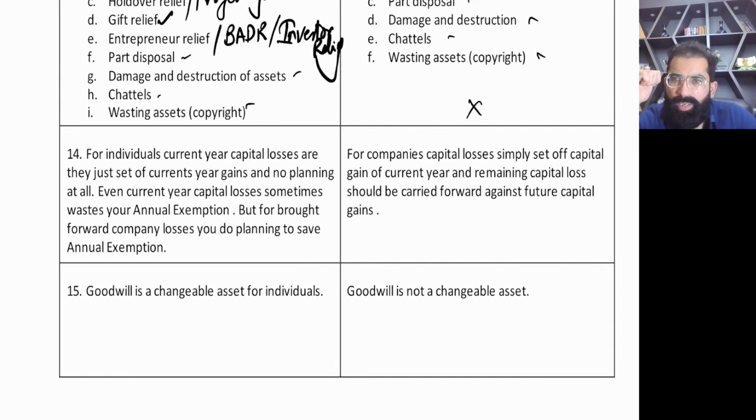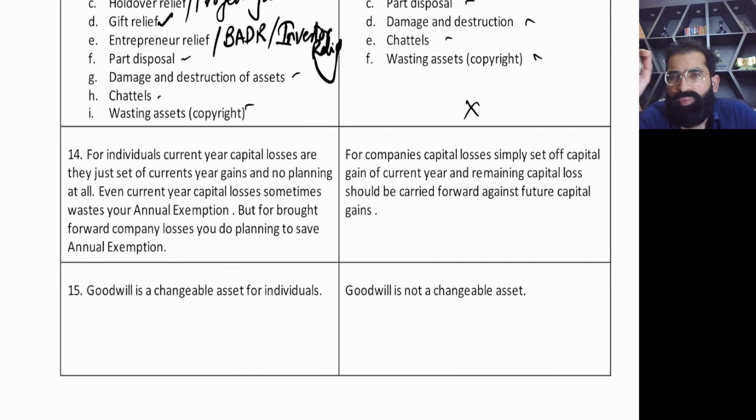Then capital losses for individuals. If you have a current year capital loss and a current year capital gain, they will never ask your permission and they will set off against each other. Current year capital loss will set off against current year capital gains without your permission, and sometimes you even have to sacrifice your annual exemption. But if you have any brought forward capital losses, then you can do planning. You can plan in such a way that you do not waste the annual exemption.